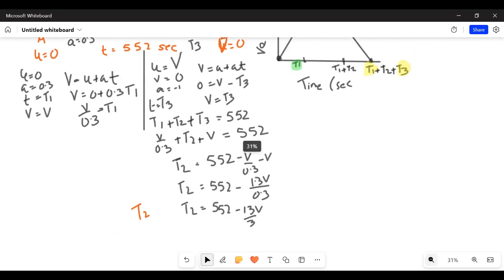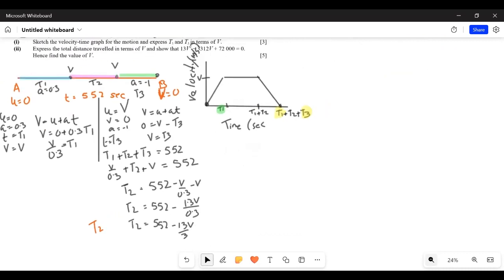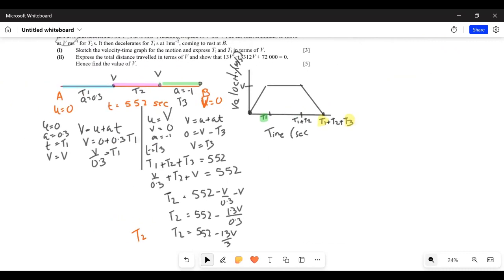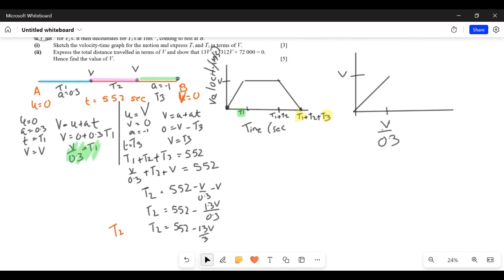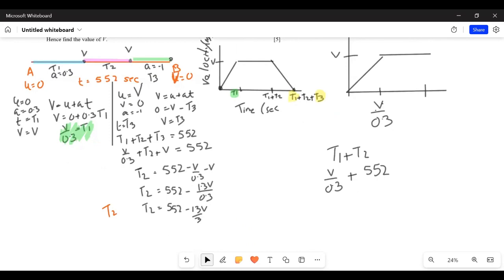Okay, now let's make the figure again. And instead of T1, T2, and T3, we're going to use expressions in terms of V. So this is V. T1 is V upon 0.3. So write V upon 0.3. Plus, T1 plus T2 is this time. So let's find T1 plus T2. That is going to be V over 0.3 plus 552 minus 13 V over 3. Let's simplify this.